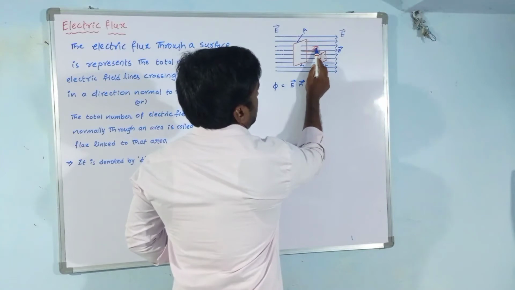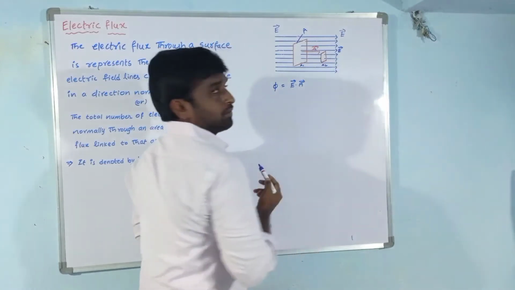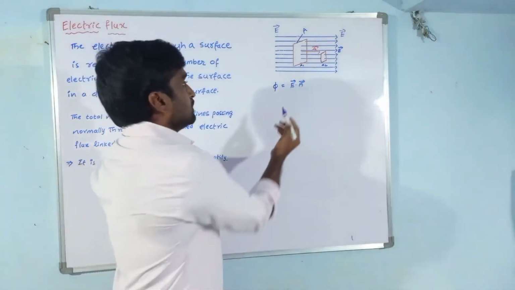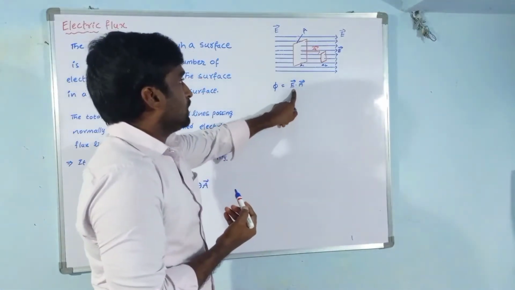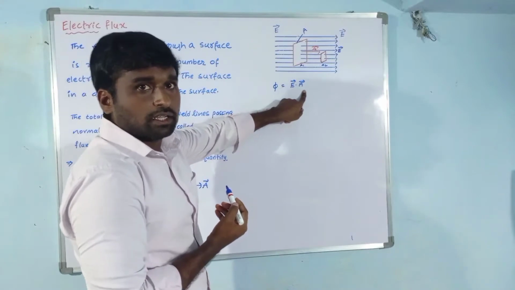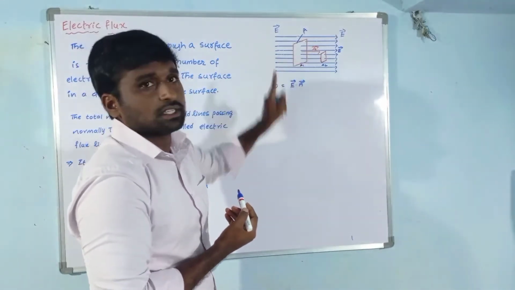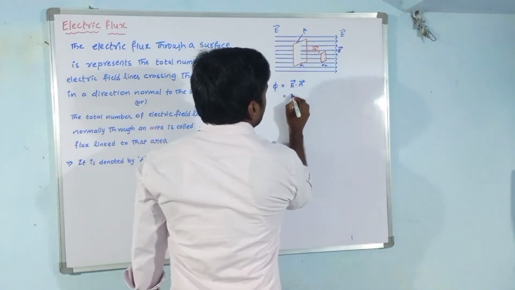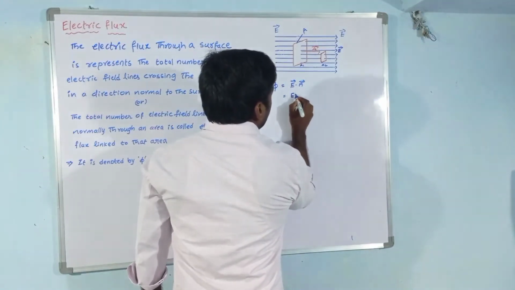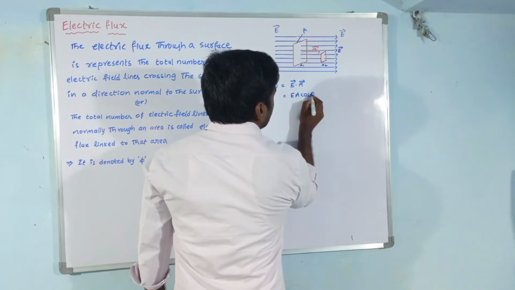So this is the area vector, this is the electric field. Now the scalar product of these two, phi is equal to E dot A. That gives the flux linked with this surface. When we remove this dot, we can take EA cos theta.